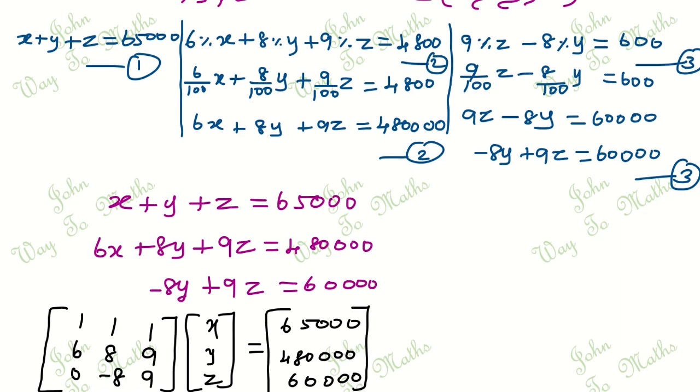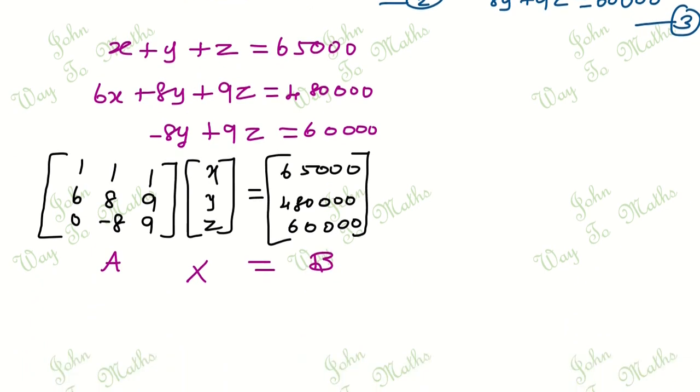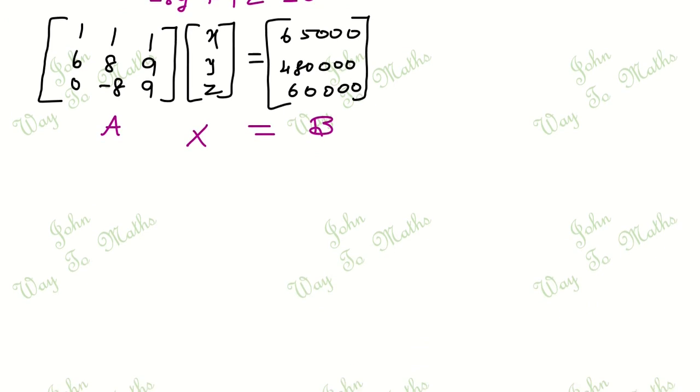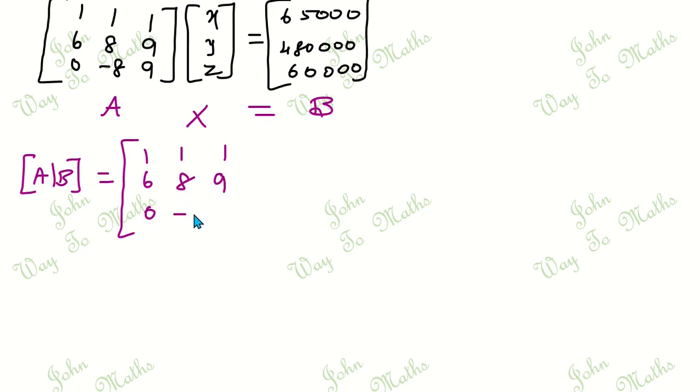Here I am going to give names to the matrices. This becomes A, this becomes capital X, this becomes B matrix. Now I am going to write it in the form of an augmented matrix. So the augmented matrix A bar B becomes: the A matrix 1 1 1, 6 8 9, then 0 minus 8 9, and the constant matrix 65,000, then 4,80,000, then 60,000.